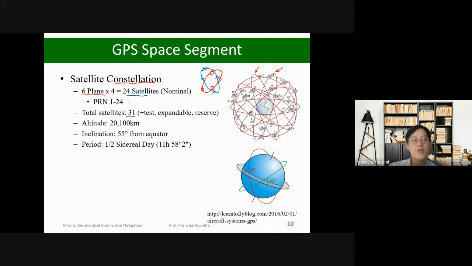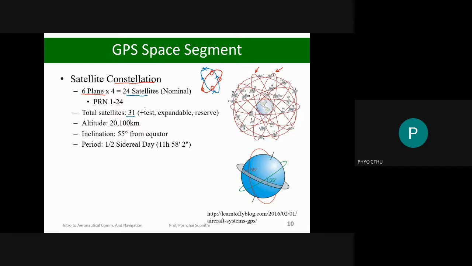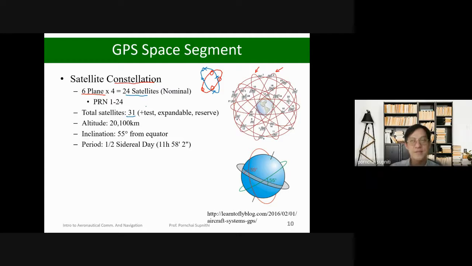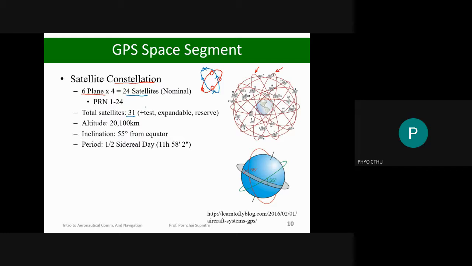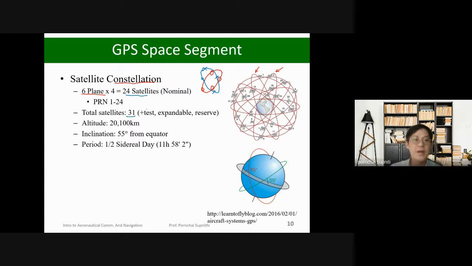So for operation, we only need 24 satellites, but in the sky, we actually have 31 satellites. So what do you think the 7 extra satellites are for? For spare, for testing, for expansion or reserve.